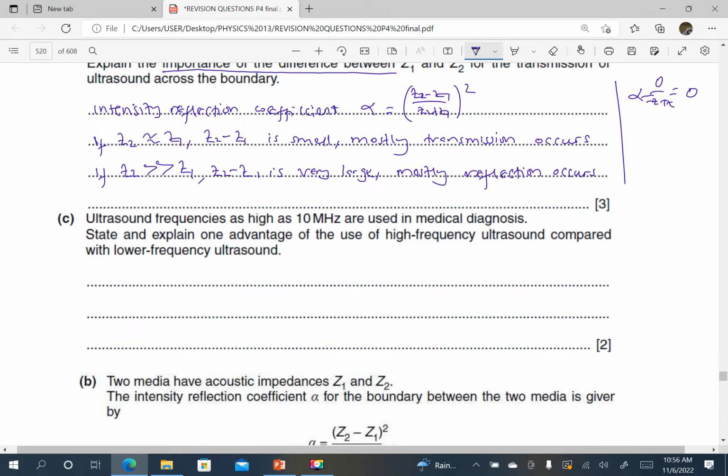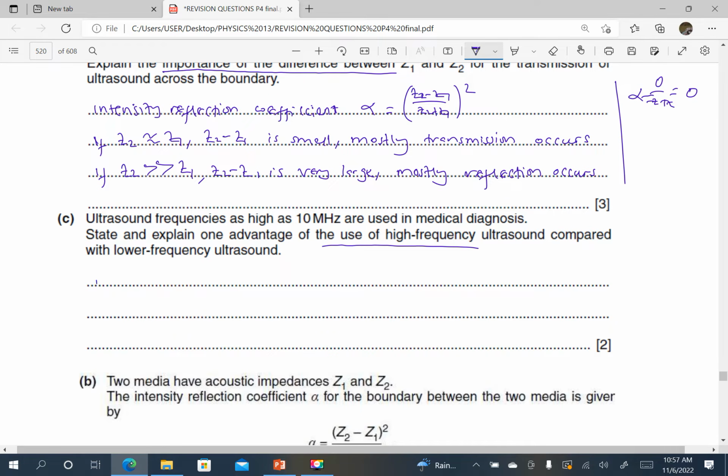Ultrasound frequencies as high as 10 megahertz are used in medical diagnosis. State the advantage of the use of high frequency. We have seen why high frequencies are necessary. High frequency means better resolution at shorter wavelength.